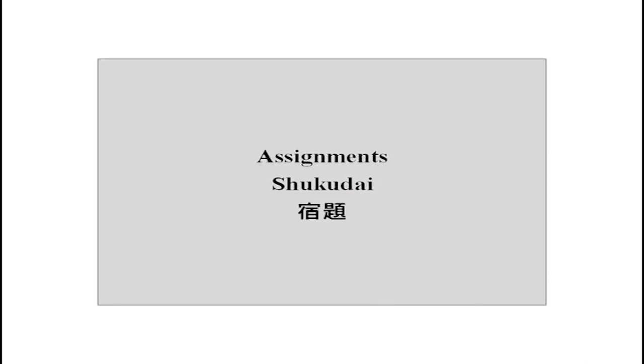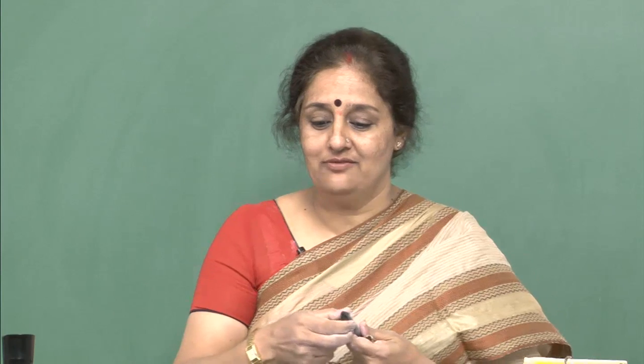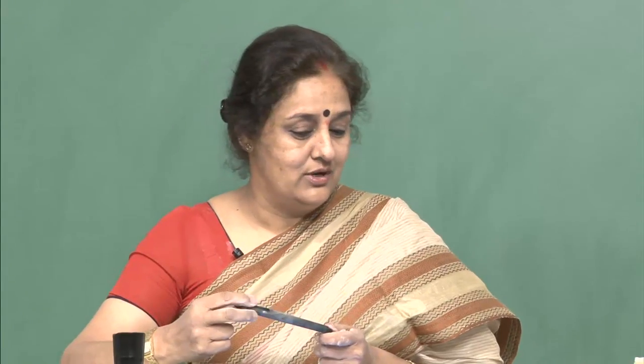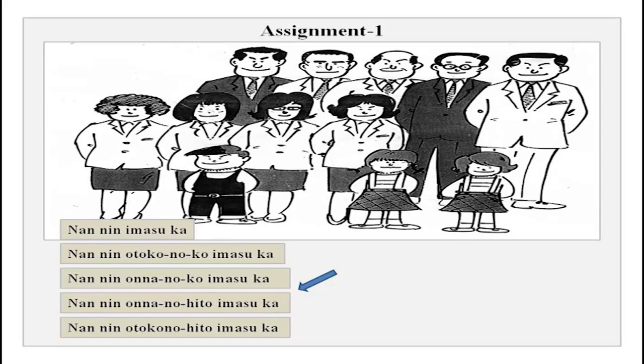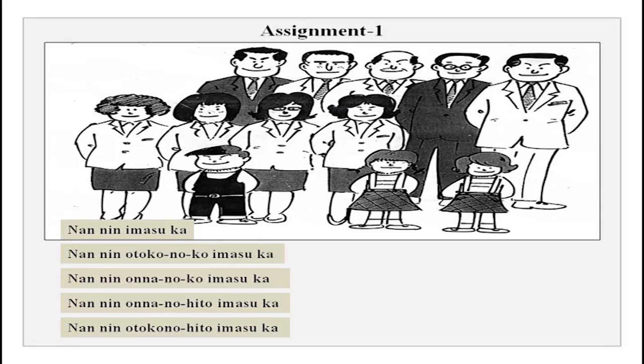Well, now my work is over and your work begins over here. You have to do your assignments at home. You have to practice all this that we have done here in class. The first assignment is this picture where you have to answer these questions. How many people are there? How many ladies are there? How many gentlemen are there? How many girls and boys are there? So, try to do it with your partner in class or later after class or at home. Say it out aloud. Use the counter nin so that you remember it.